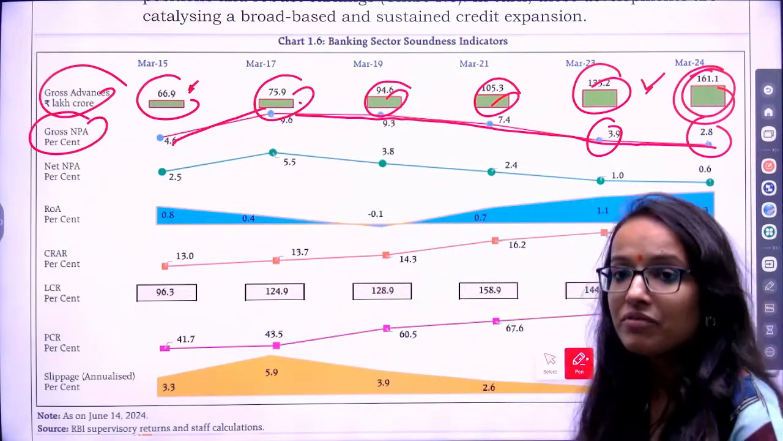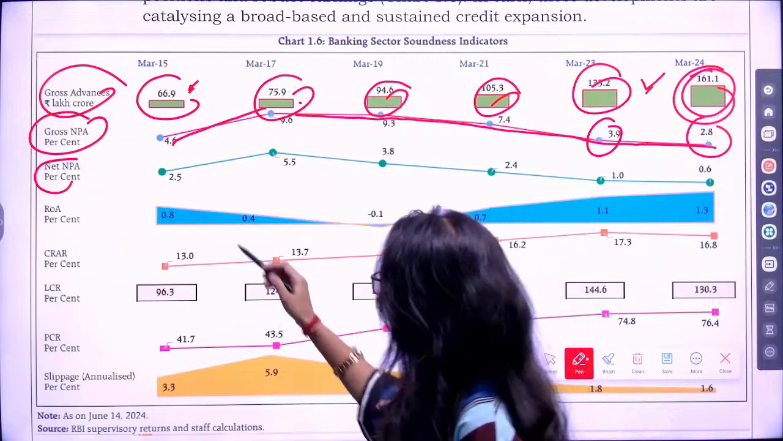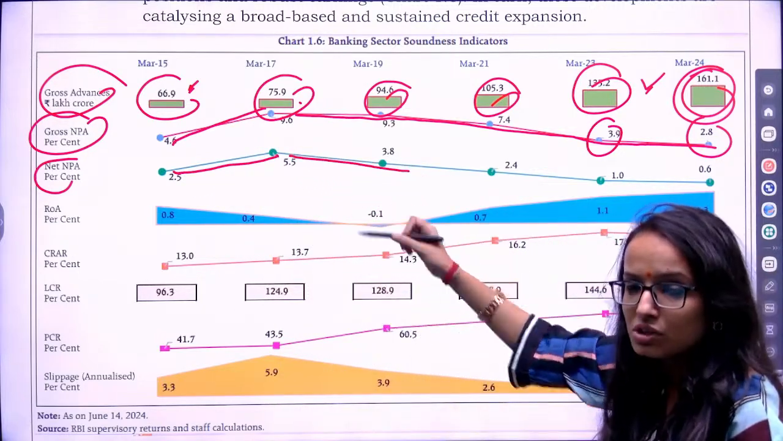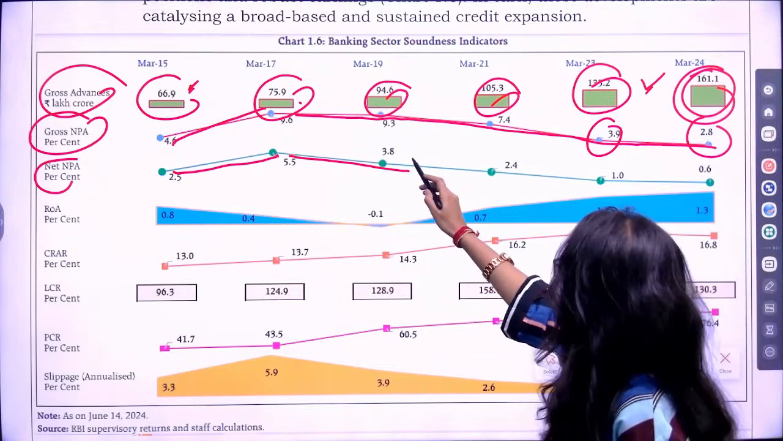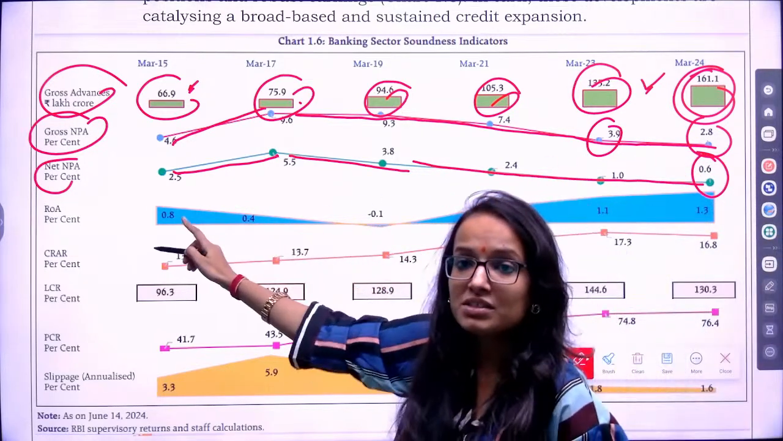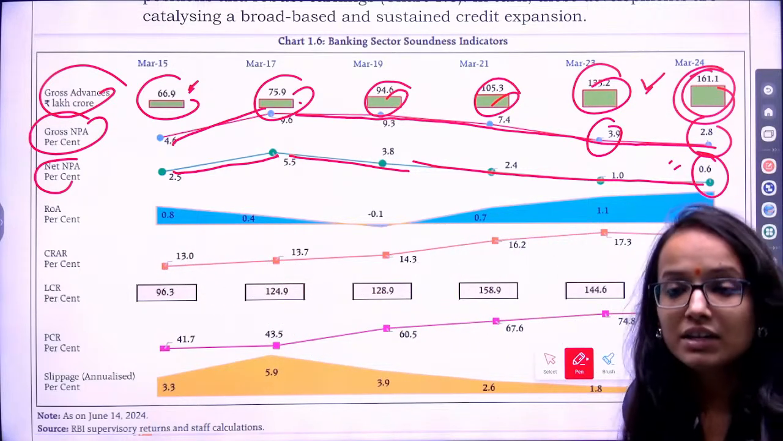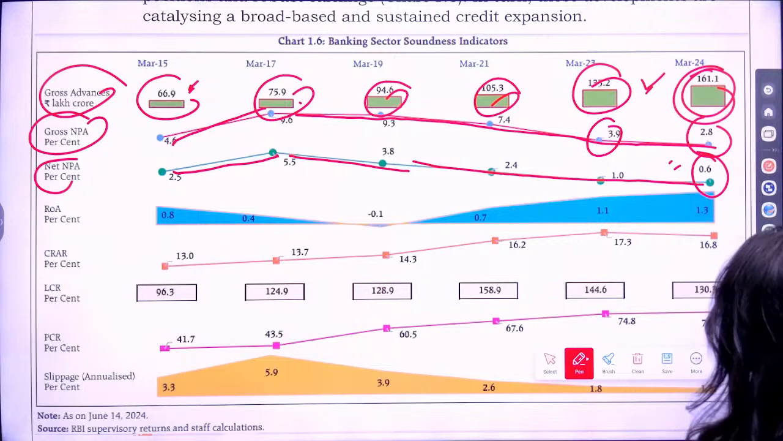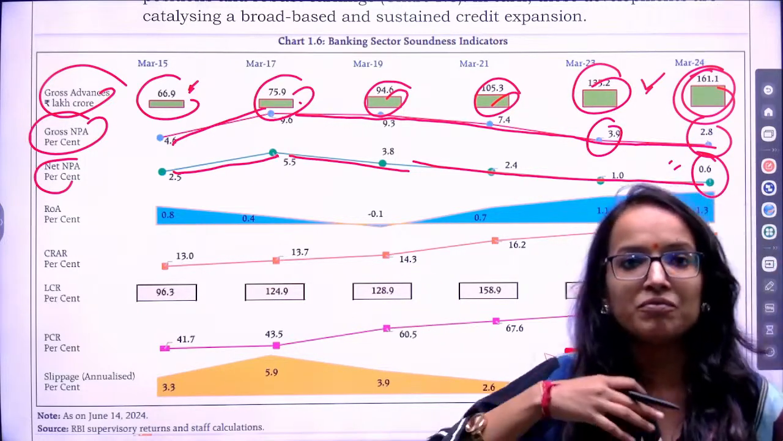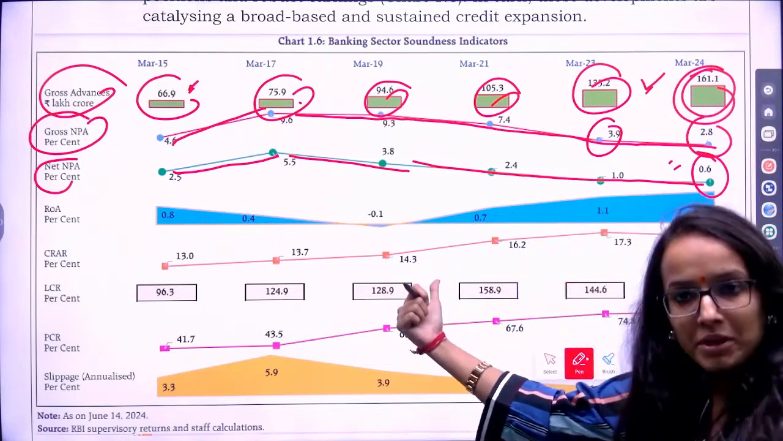Then you have net NPA. Net NPA is a much better indicator than the gross NPA one. Initially increasing, but after March 17, you see continuous efforts by the RBI, it has been falling and falling. Now it is only 0.6. Yesterday's editorial, remember, we discussed that they are 0.6, and gross NPA are around 2.8, 2.6. So net NPA falling down is again a much better indicator, isn't it? Performing well on this front.